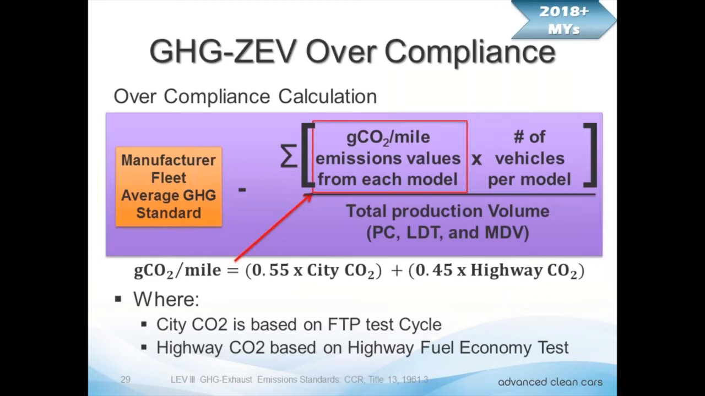The city CO2 is based on the FTP test cycle, and the highway CO2 is based on the highway fuel economy test cycle. Again, ZEVs must be included in this calculation in order to account for upstream emissions resulting from energy generation or hydrogen production. There are additional equations that you will use to calculate those emissions values.